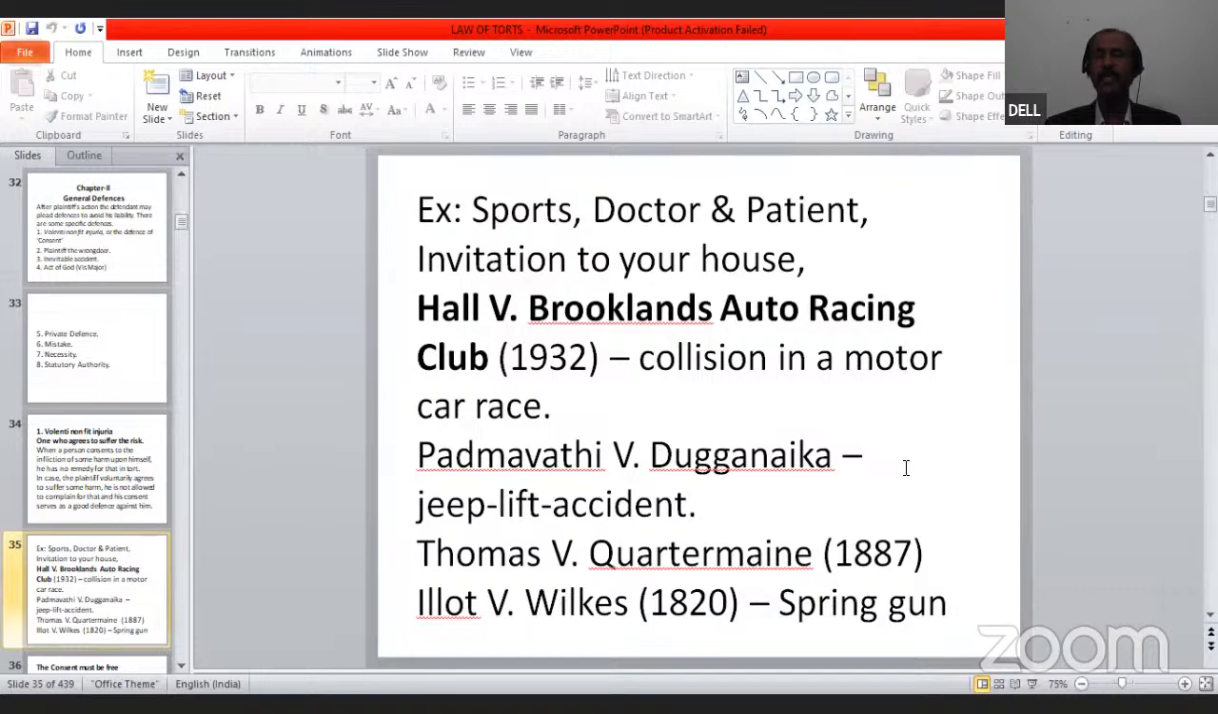Ilott versus Wilkes is the spring gun case. Two cases come under spring gun: spring gun case one, and the other is Bird versus Ashbrook. In Ilott versus Wilkes, the owner had installed a spring gun and also fixed a notice board to bring the danger to the awareness of the public. Ilott, knowing fully well there was a spring gun, entered without the consent of the owner, and the spring gun fired at him and he was injured. When his case was filed against the owner of the land for the injury he suffered, the court said the owner had taken all reasonable care, he had fixed the notice board, and Ilott had entered without consent.